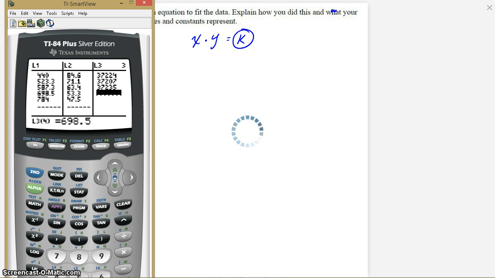times, now watch me here, I had a bad habit of typing in the wrong number last time, somebody caught it, times 53.3, which is my y, okay, and that's how I'm getting that number in the column. I'm just multiplying what's in L1 times what's in L2, so x times y, and I'm going to do one more, times 47.5, okay, and it all looks to be about 32,200, and then I have a low number that's 07 and a high number that's 40.